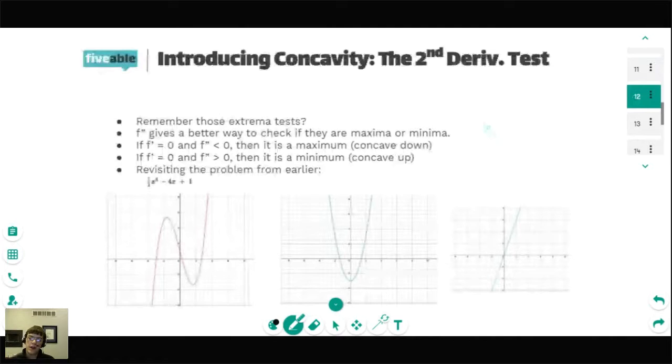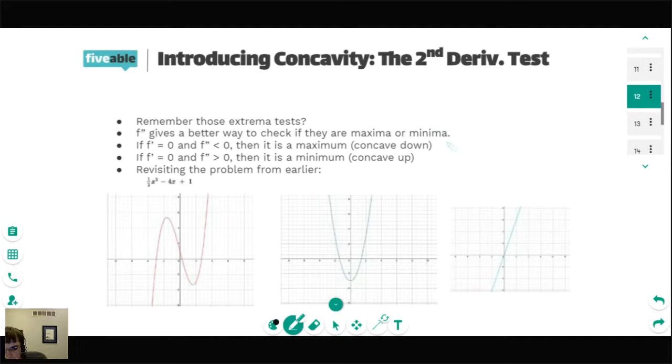All right, so now using this concavity allows us to save a step from our maxima and minima calculations by doing something called the second derivative test. Using this second derivative gives you a much better way to see if these are maxima or minima. Now, why is this?